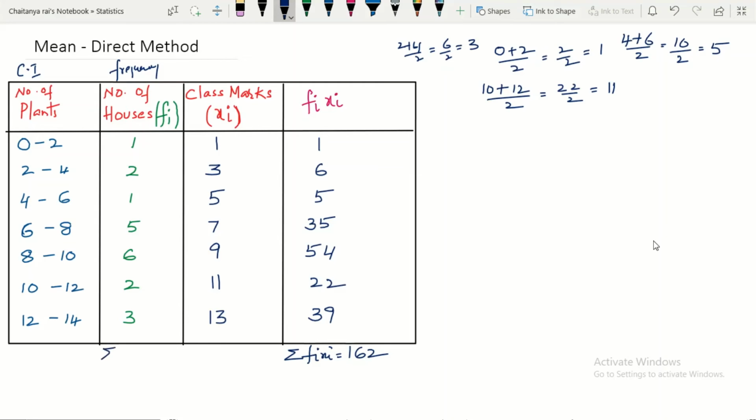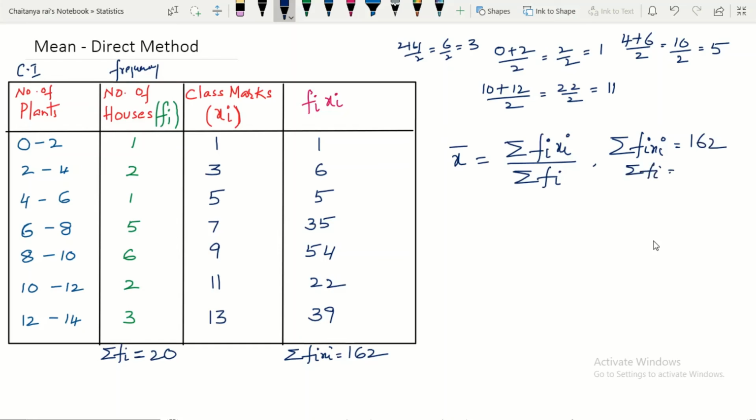Similarly, we have to add all the frequencies, and we get the value 20. After getting these values, we substitute them in the formula, that is x bar, which is nothing but the mean, is equal to sigma fi xi divided by sigma fi. We have already found these values. Sigma fi xi is 162, and sigma fi is equal to 20.